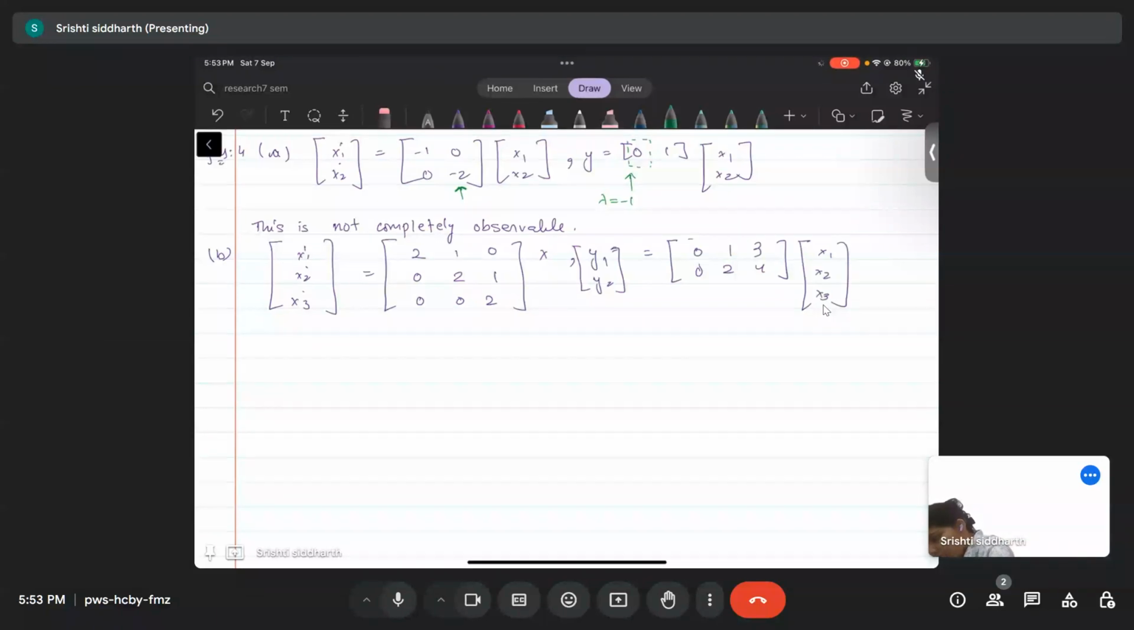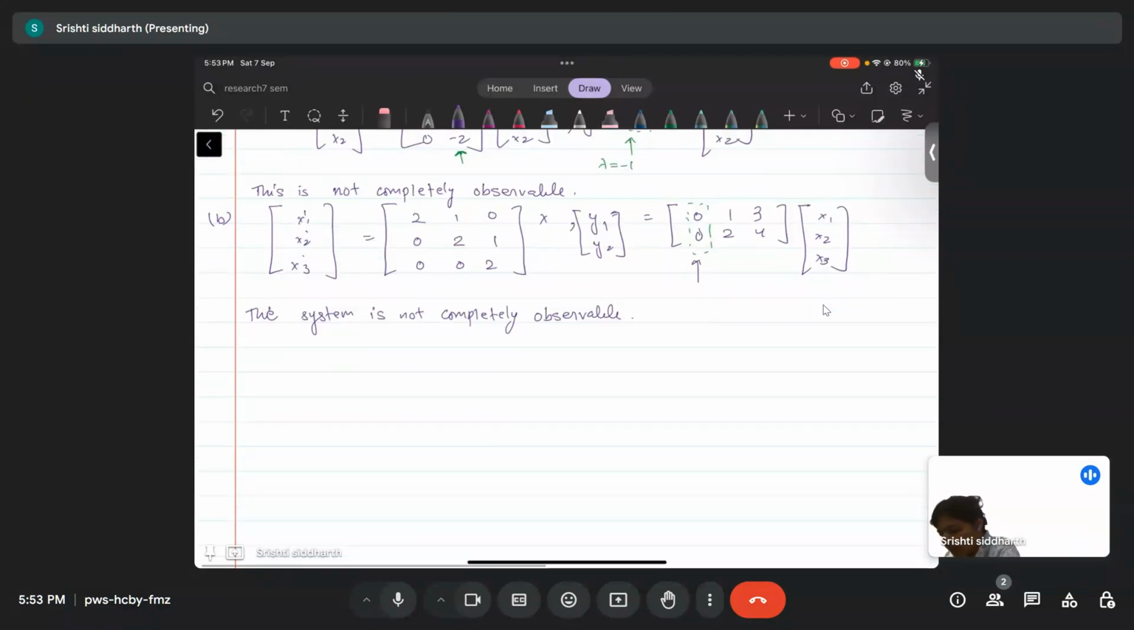So you can see that the first column is 0. So hence the system is not completely observable, because in the case of repeated eigenvalues, we focus on the first column associated with the eigenvalue. The system is not completely observable. You can also find out the rank of the observability matrix, and you'll find out that this is not equal to 3, for n.